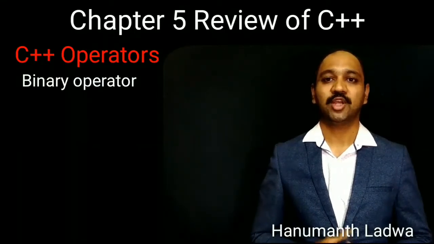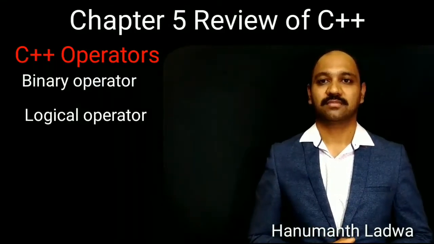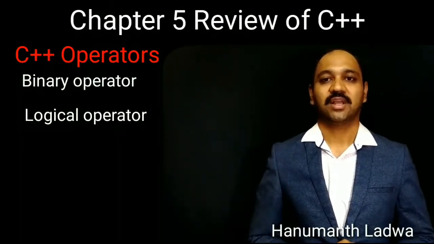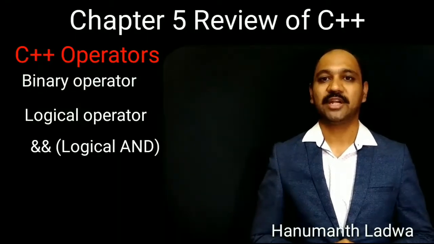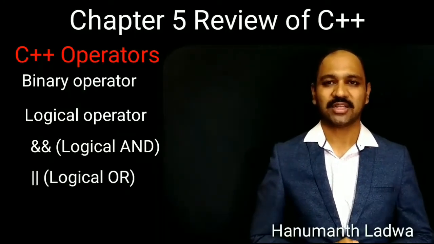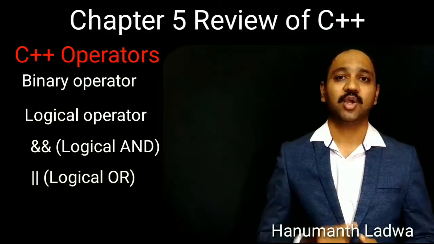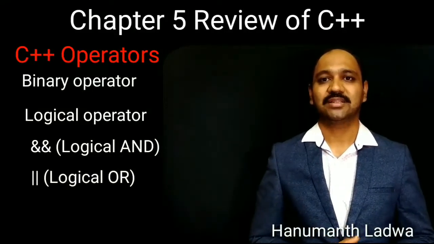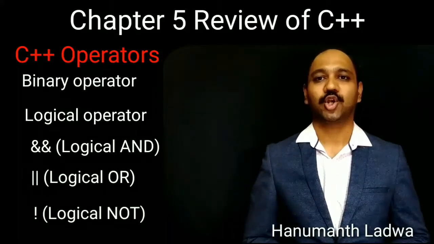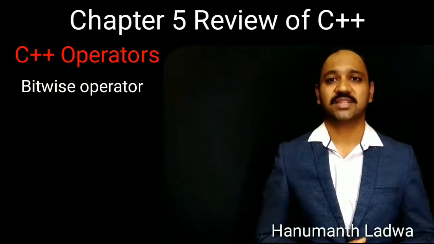Now we'll continue with logical operators. There are 3 different types of logical operators. The first one is logical AND, which is denoted as double ampersand symbol, and the next one is logical OR, that is denoted by double vertical line, and the third logical operator is exclamation mark, that is nothing but logical NOT.